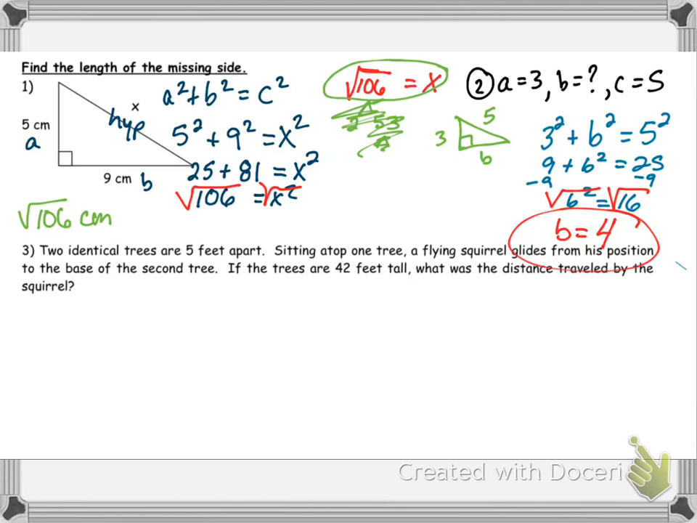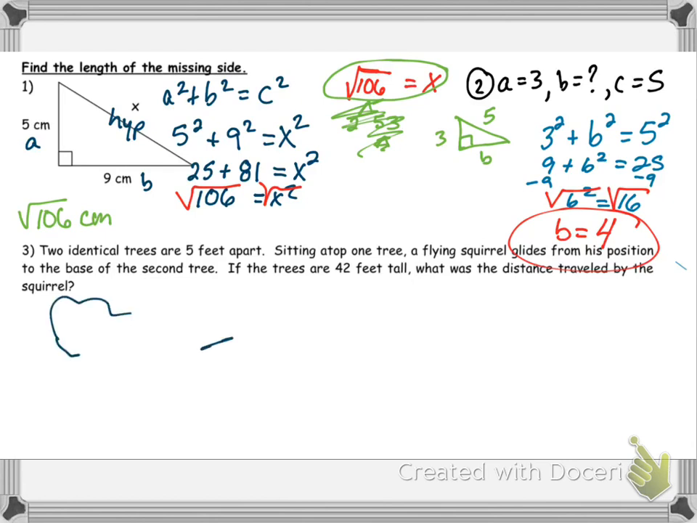The one other problem you can see are word problems. For number 3, we have two identical trees that are 5 feet apart. Sitting atop one tree, a flying squirrel glides from his position to the base of the second tree. If the trees are 42 feet tall, what is the distance traveled by the squirrel? I would highly, highly recommend drawing pictures for these.